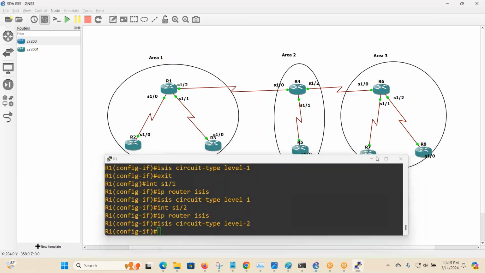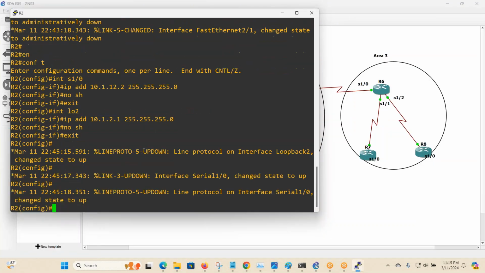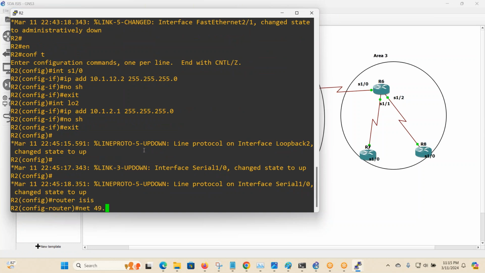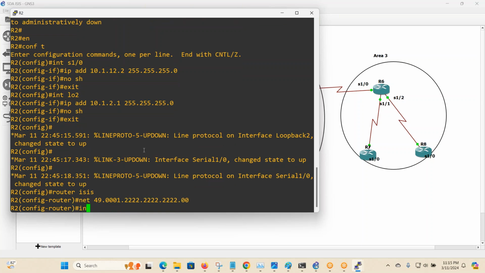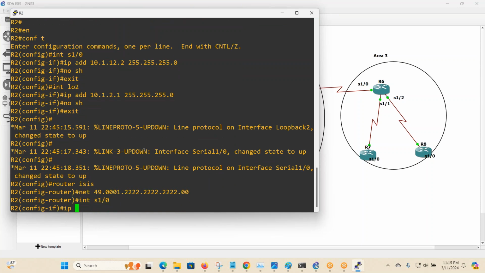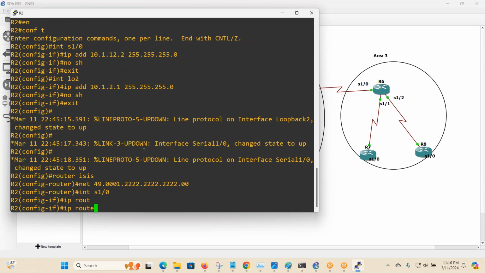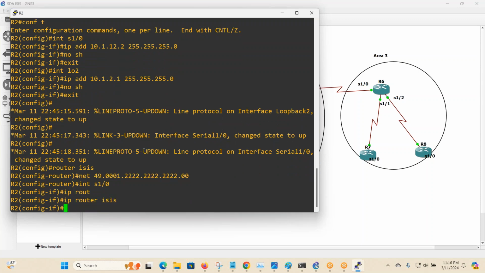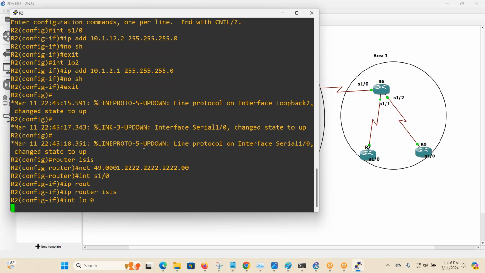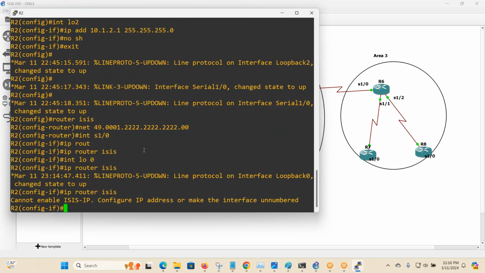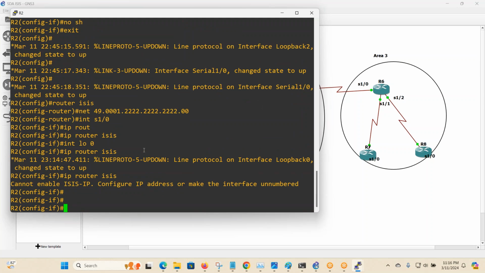We'll repeat the same command set on these routers. The next one is router 2. We'll say router isis, then we'll say NET 49.0001.2222.2222.2222.00. We go to interface serial 1/0, ip router isis. We go to interface loopback 0, ip router isis. Sorry, there is no loopback 0.